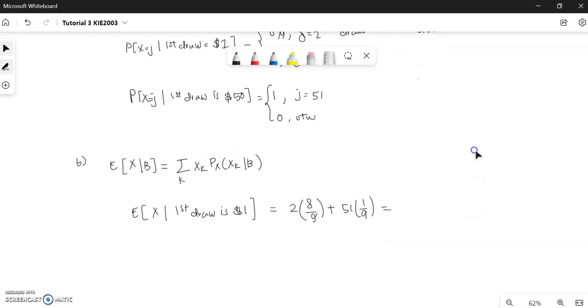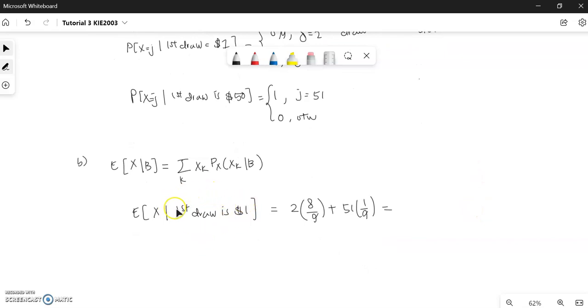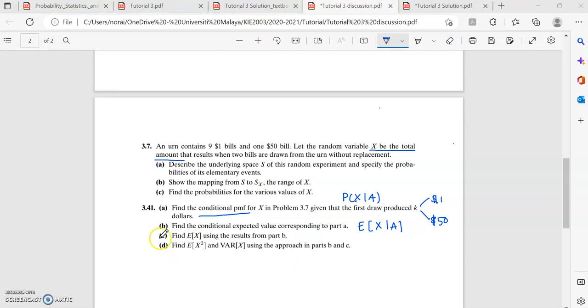Next is the second condition, where the first draw is $50. Here we have X given the first draw is 50. There is only one probability and one value, so 51 times 1. That's all, we don't have any others remaining. So we've answered B, find the conditional expected value. There are only two conditional expected values: one conditioned on the first draw being 1, and the second on the first draw being 50.